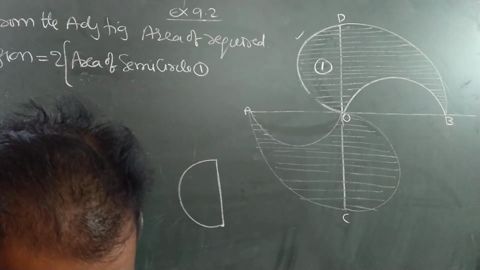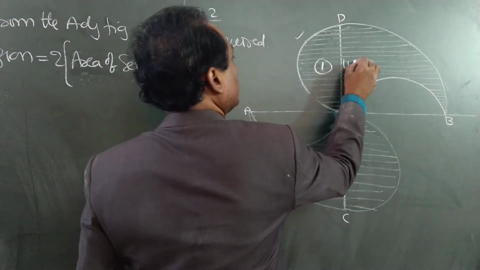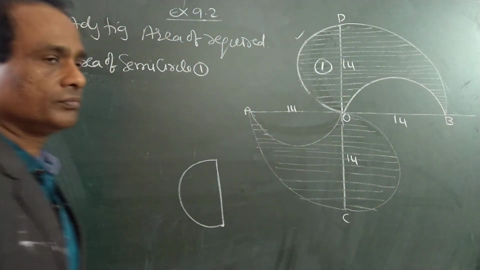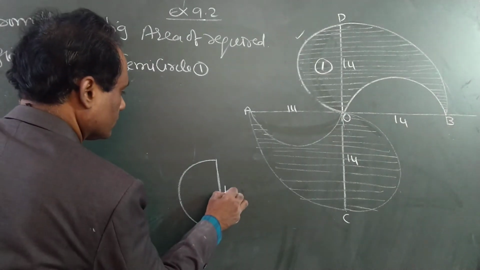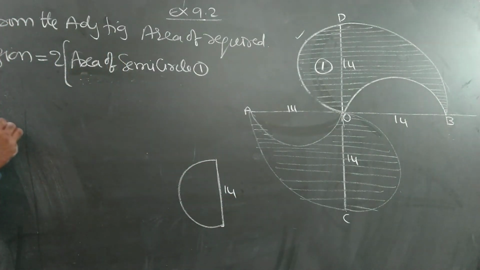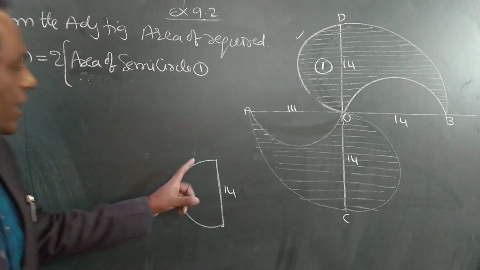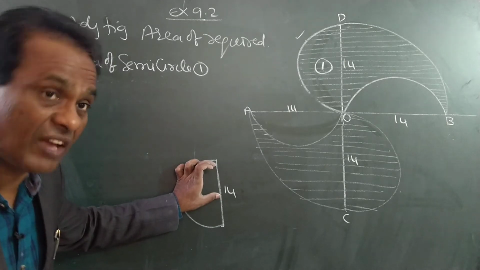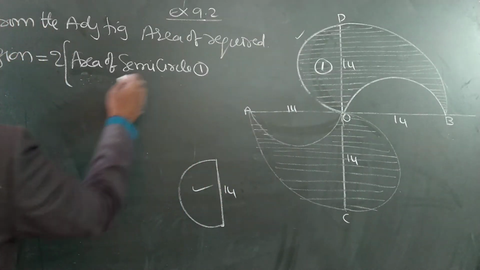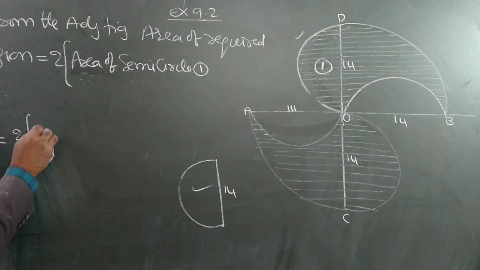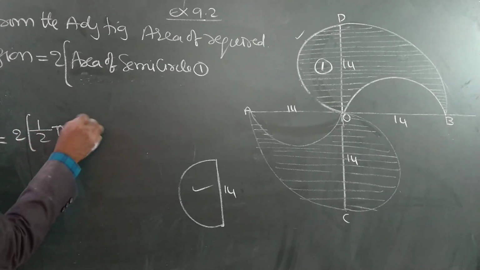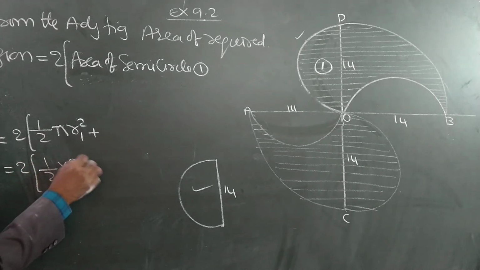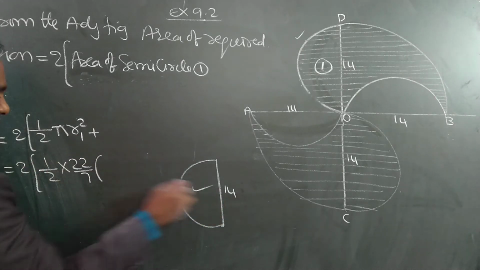Semicircle, and each is 14. 14, 14, 14, 14. This is 14. Suppose I want the radius of the semicircle: this total diameter is 14, so the radius will be 7. This is a semicircle, so I can write the semicircle area as half pi r square. 2 into half, pi is 22 by 7, r is how much? 7.